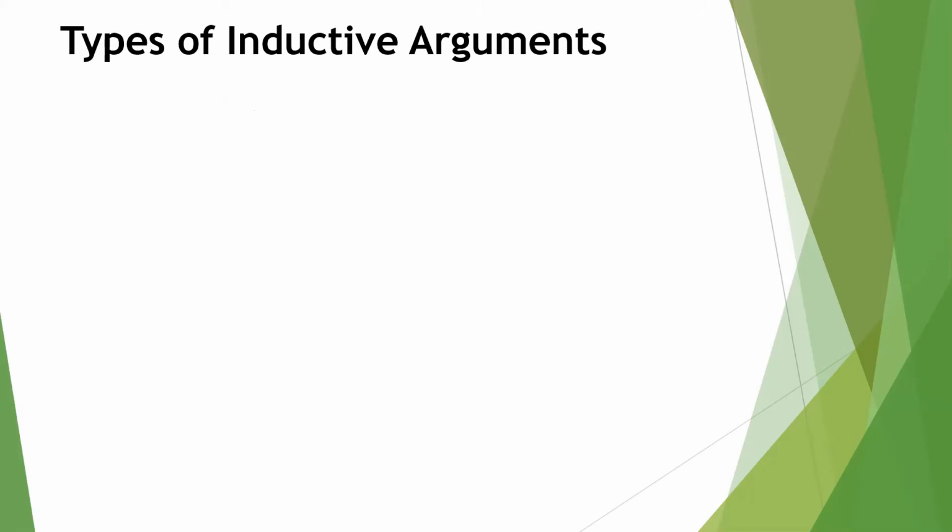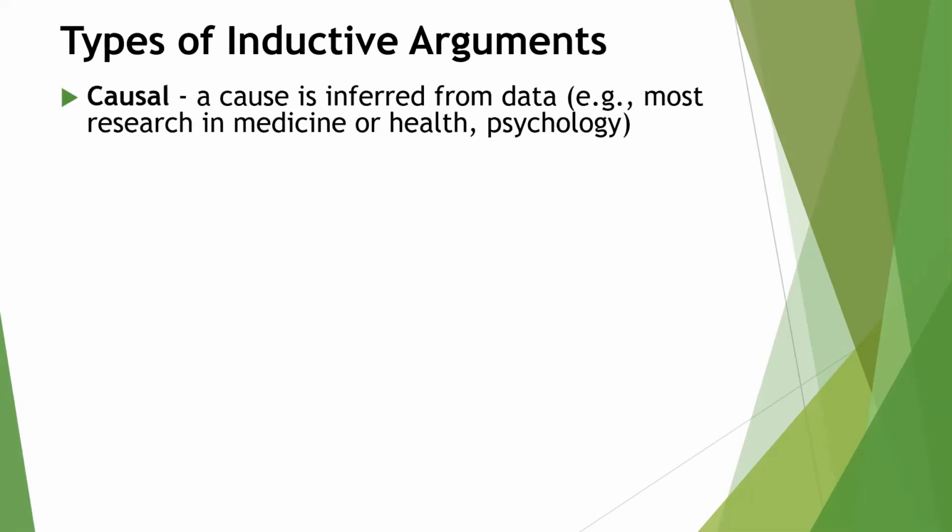There are various types of inductive arguments. In other videos, we will go through these specific types much more carefully, but just very broadly speaking, we can talk about types of inductive arguments. Arguments that include causal connections are typically inductive, where you have a cause that's inferred from data. So you have this correlation, and then you infer that there's a cause. This is certainly common in research in medicine, in psychology, and of course, many, many other fields.